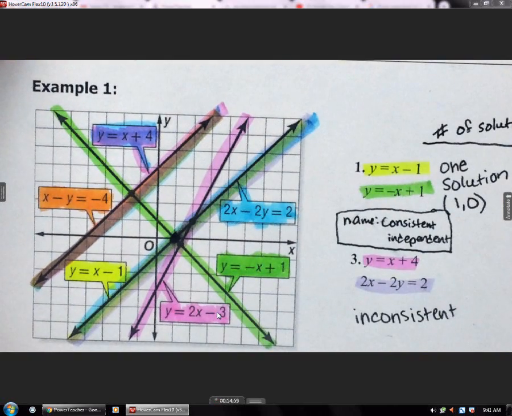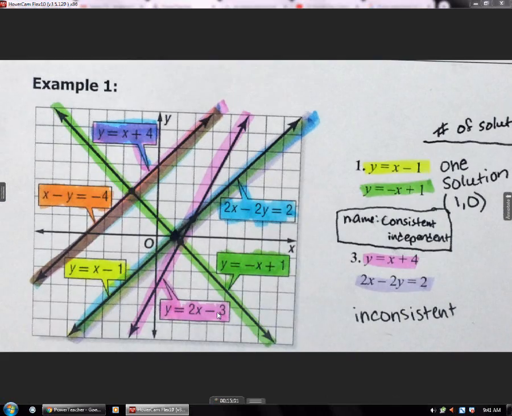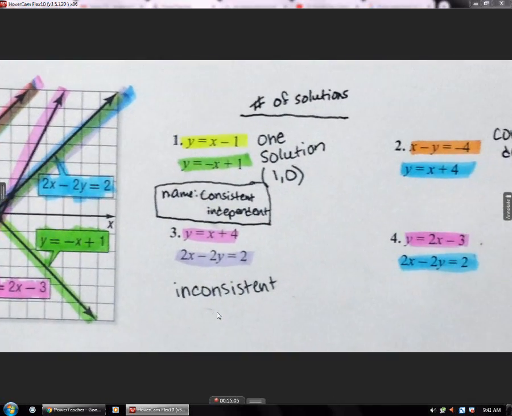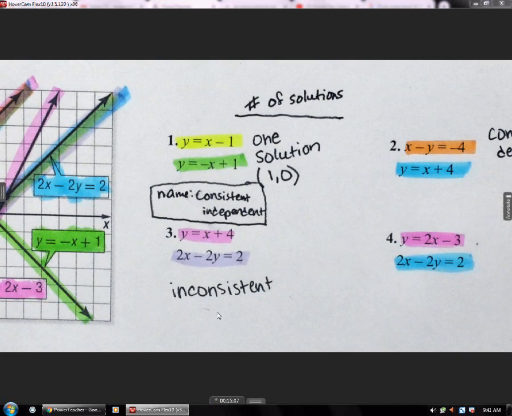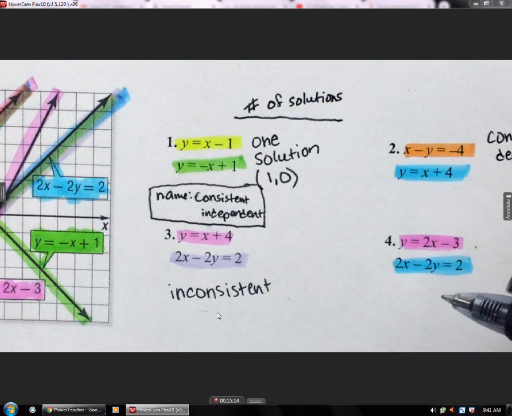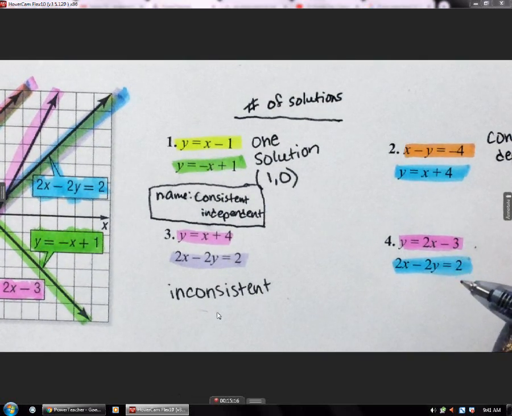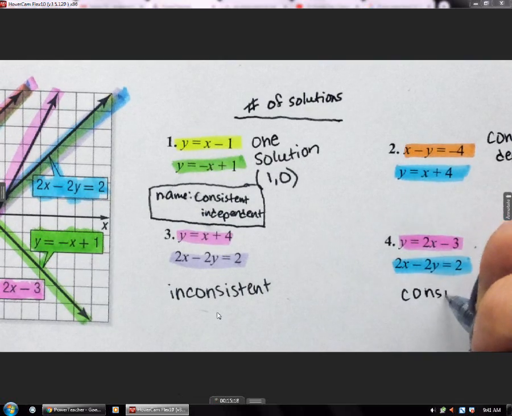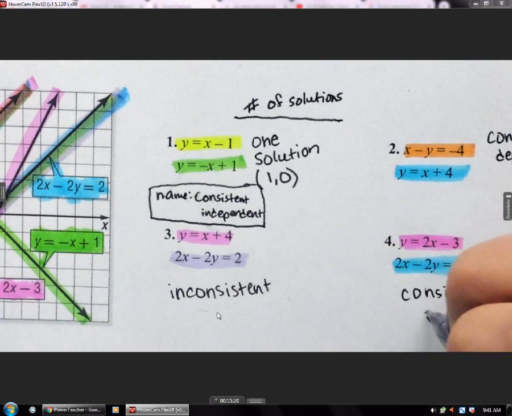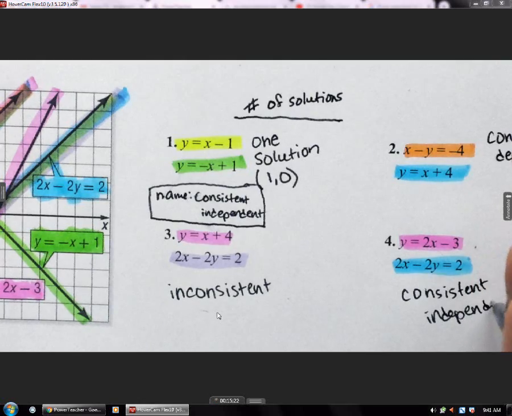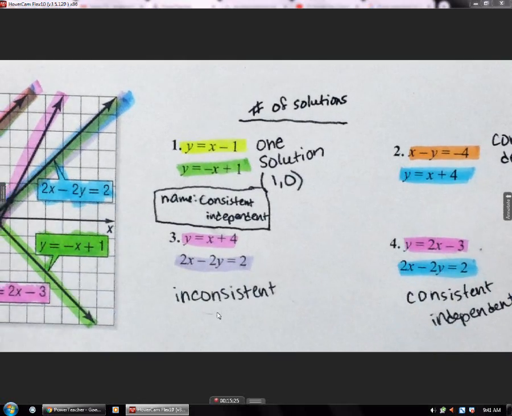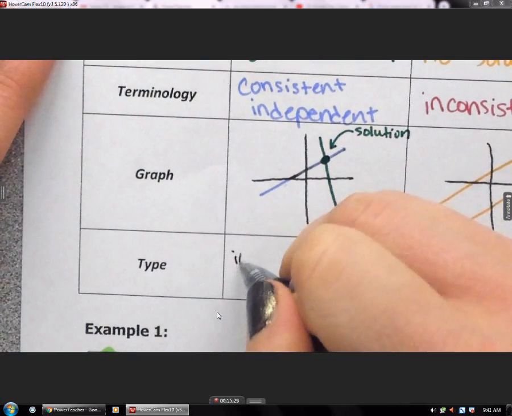What type of system is that one? Those two lines. How many times do they cross? Once? So what's the terminology I'm using here? Consistent, independent. Good job. I remembered the type. So type, these are just intersecting lines.